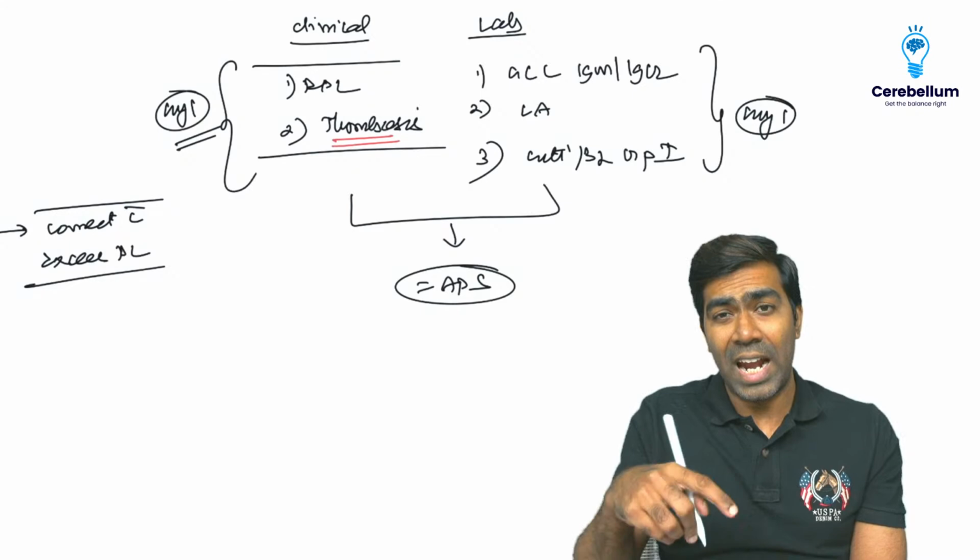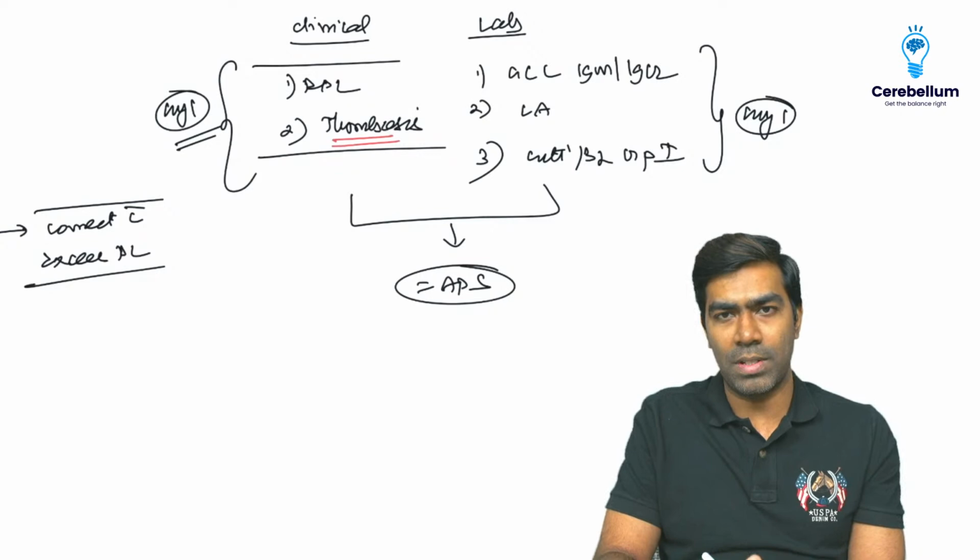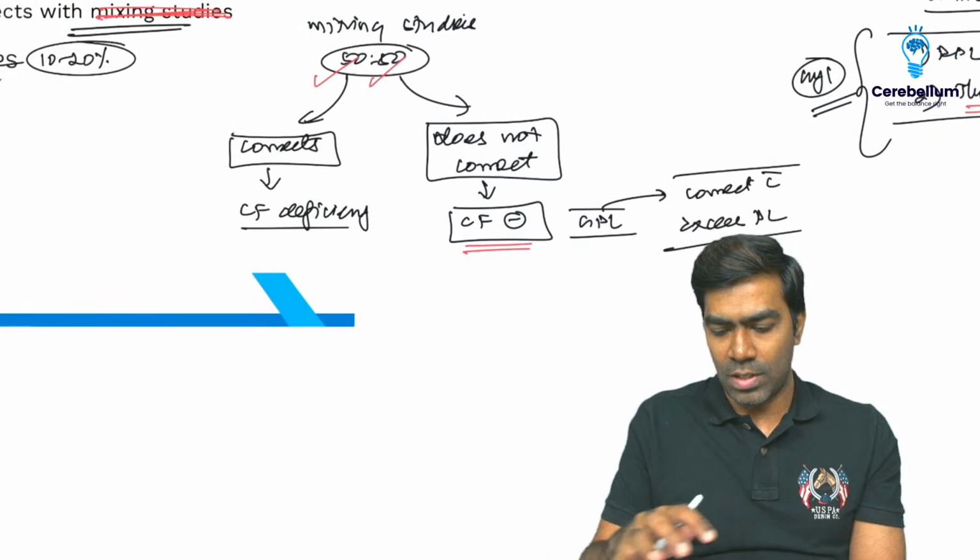So if only antibodies are present, it's not antiphospholipid syndrome. Please understand. You cannot make a diagnosis of APS. It's just isolated presence of antibodies. So that will not tell you that the patient is having APS.